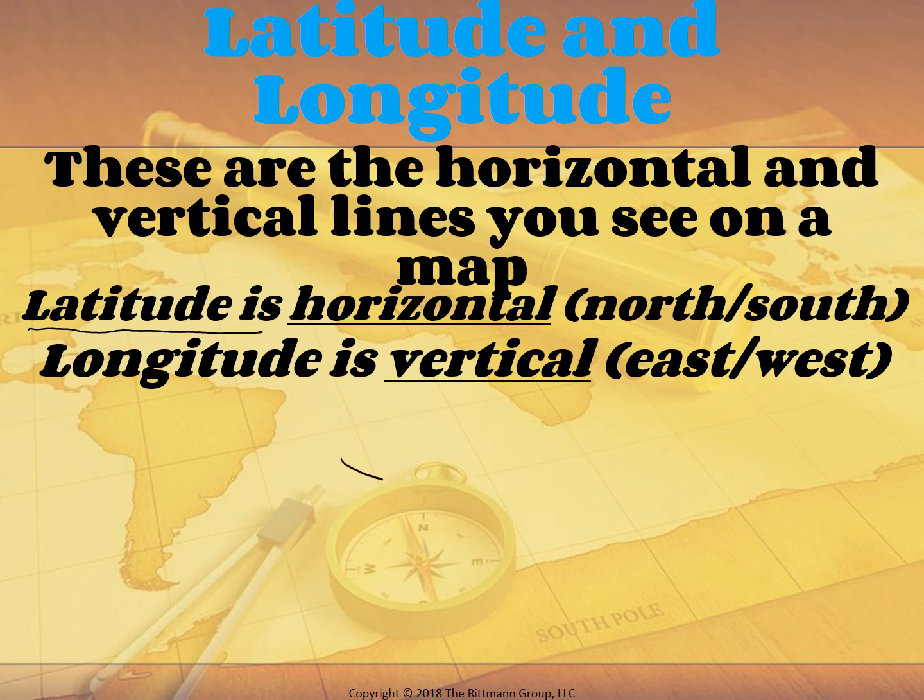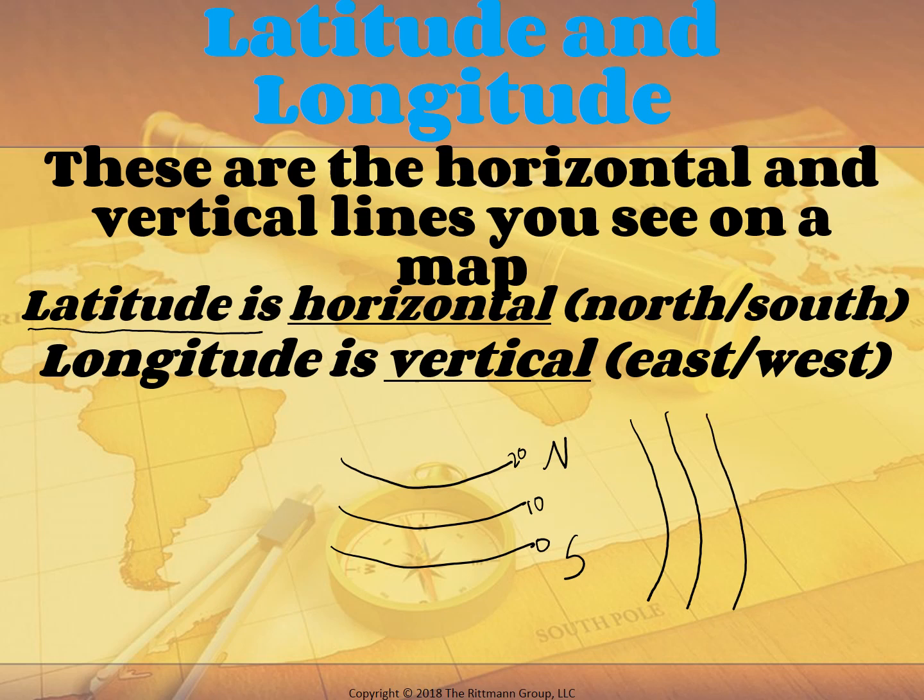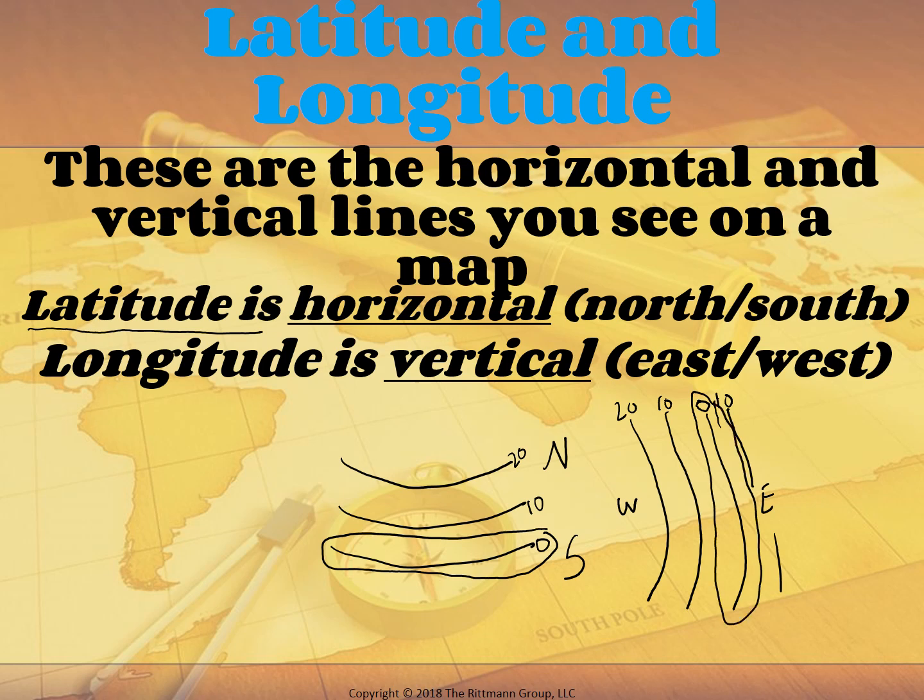So latitude lines run this way, and they mark from north to south, from 0, and they get bigger as we go up, where longitude lines run up and down. They measure from east to west, and they get larger as they go in each direction. 0 latitude is the equator, where 0 longitude is the prime meridian.